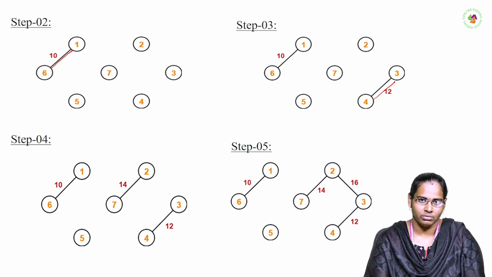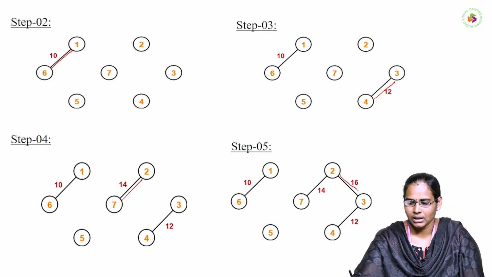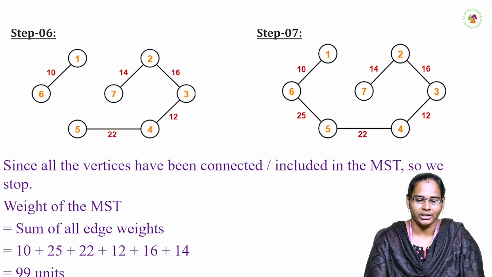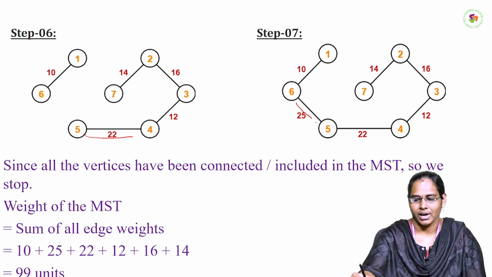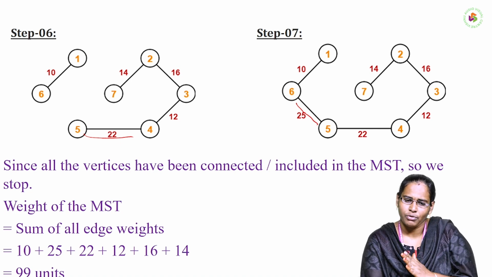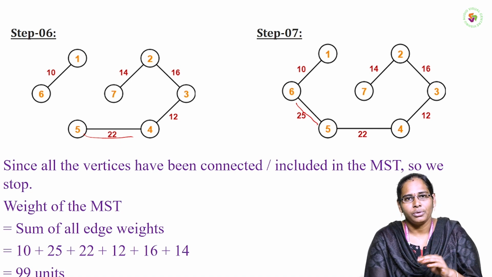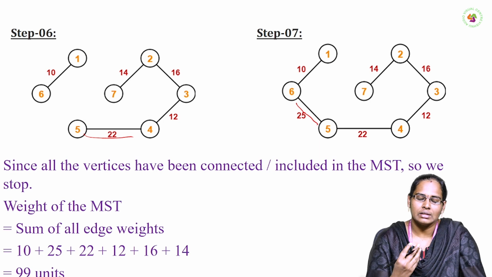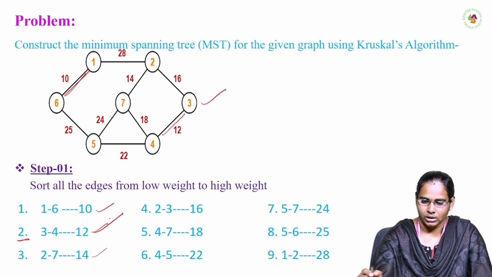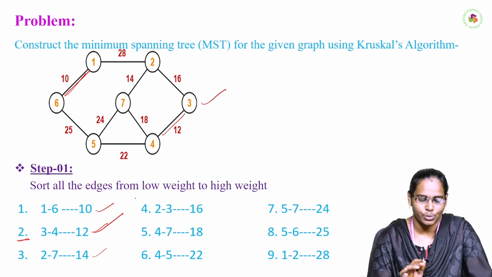Next minimum edge weight is 14, connected, and next 16, that is also connected. Now next minimum weight edge 22 is connected. Next 25 is also connected. Whenever we follow the procedure, if the graph forms a cycle, you have to reject that edge. Here I draw the resultant spanning tree.